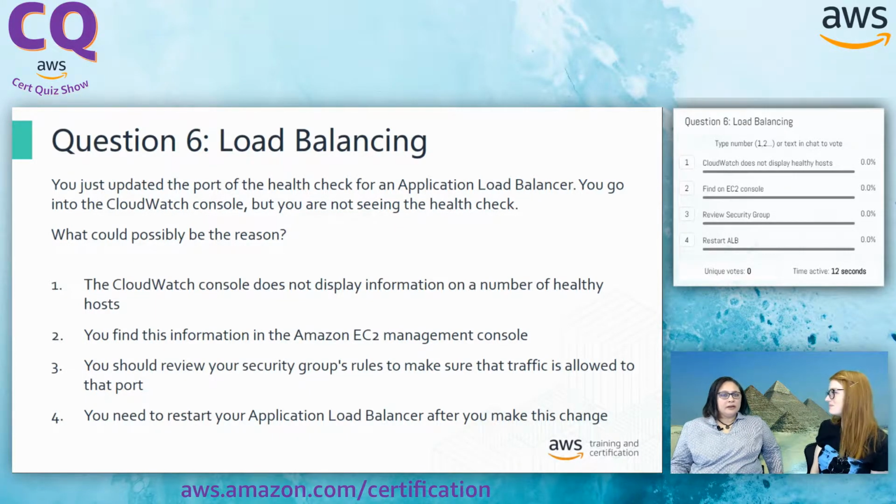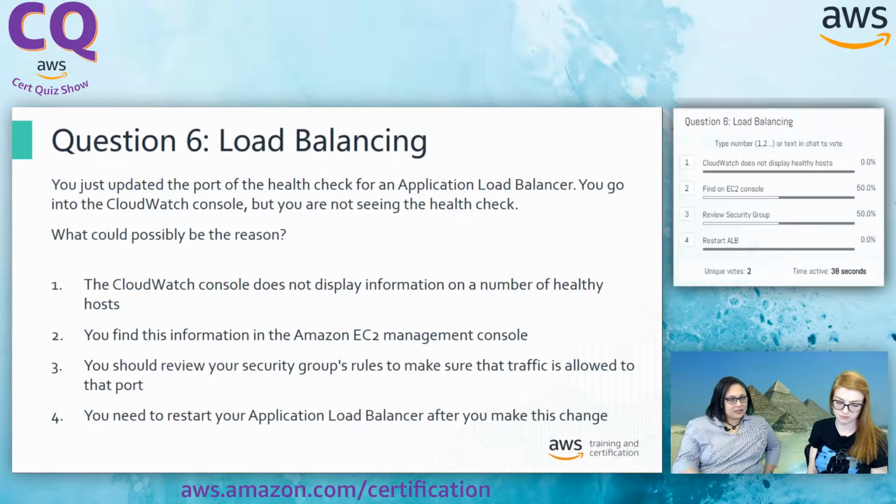Right, okay. So application load balancer, obviously it's a load balancer from AWS and it's a layer 7 content based load balancer. So if you configured a health check for an application load balancer, you would usually see it straight away in CloudWatch. I wonder why you can't. You should be able to. Let's have a look at the options.